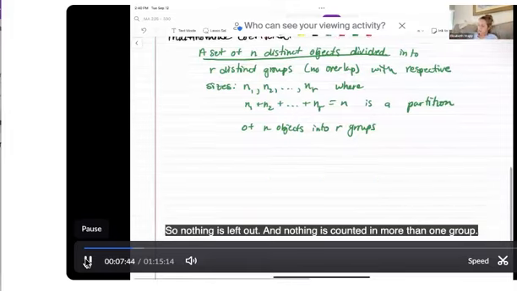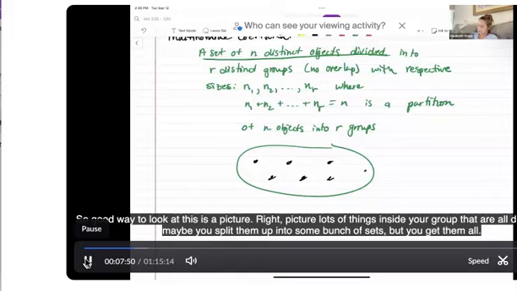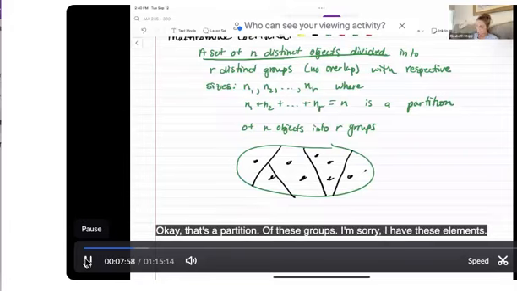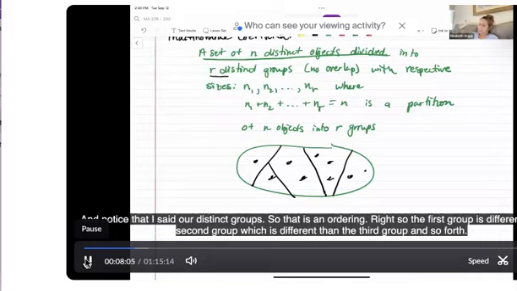A good way to look at this is a picture, right? Picture lots of things inside your group. They're all different, and maybe you split them up into some bunch of sets, but you get them all. That's a partition of these elements. And notice that I said distinct groups. So that is an ordering, right? The first group is different than the second group, which is different than the third group, and so forth. Okay, so let's count the number of ways to do that.